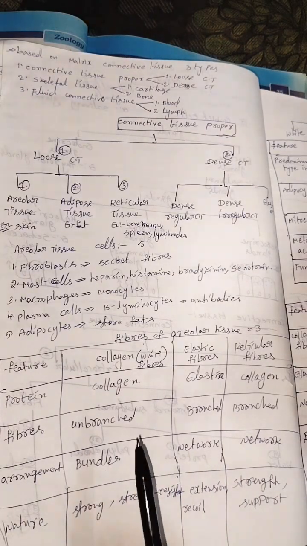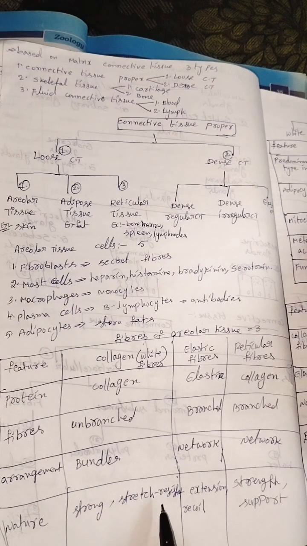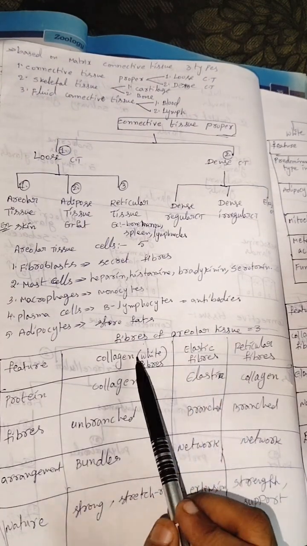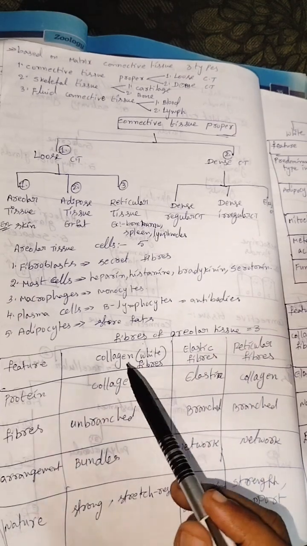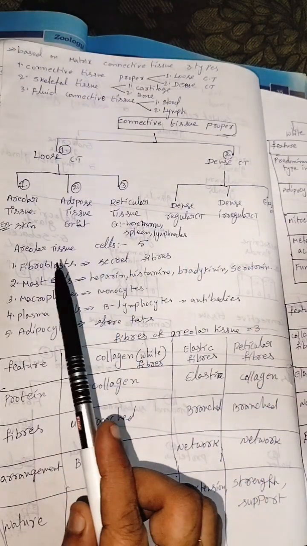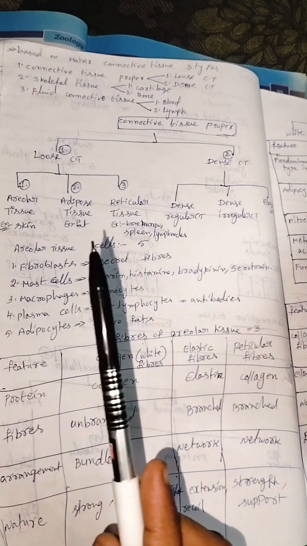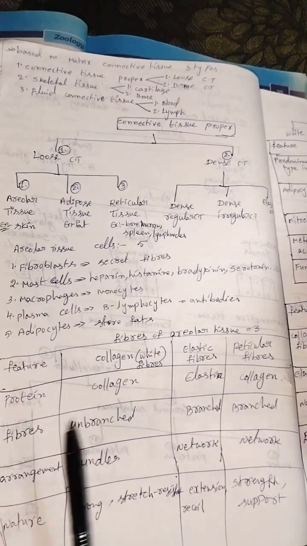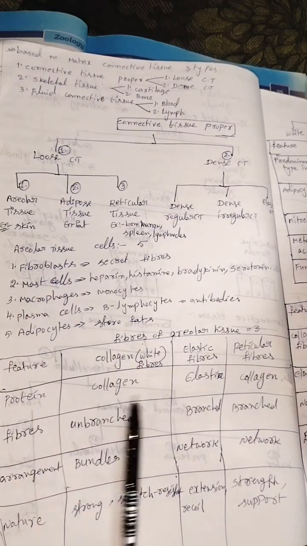Nature: collagen is strong and stretch resistant. Elastic fibers provide extension and recoil. Reticular fibers provide strength and support. So these are the areolar tissue fibers, three types of fibers and their features. This is very important. In connective tissue proper, loose connective tissue and dense connective tissue, in loose connective tissue we discuss areolar tissue, its features, and the features of collagen, elastic and reticular fibers.